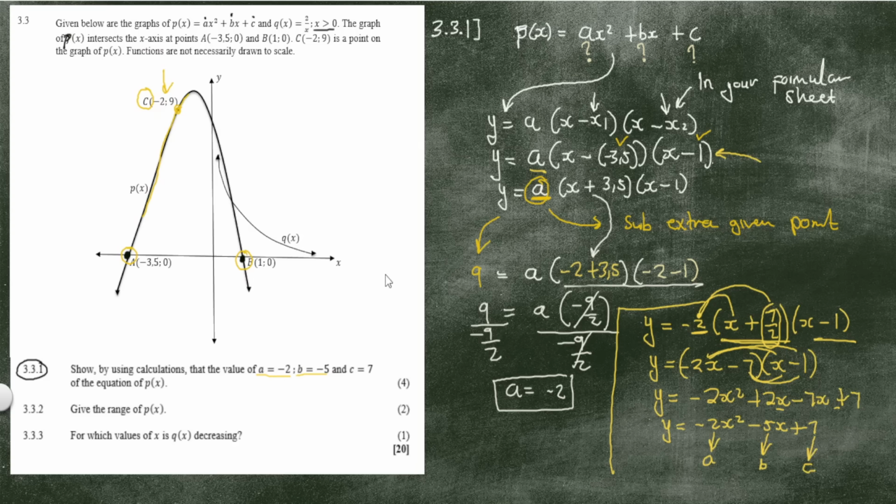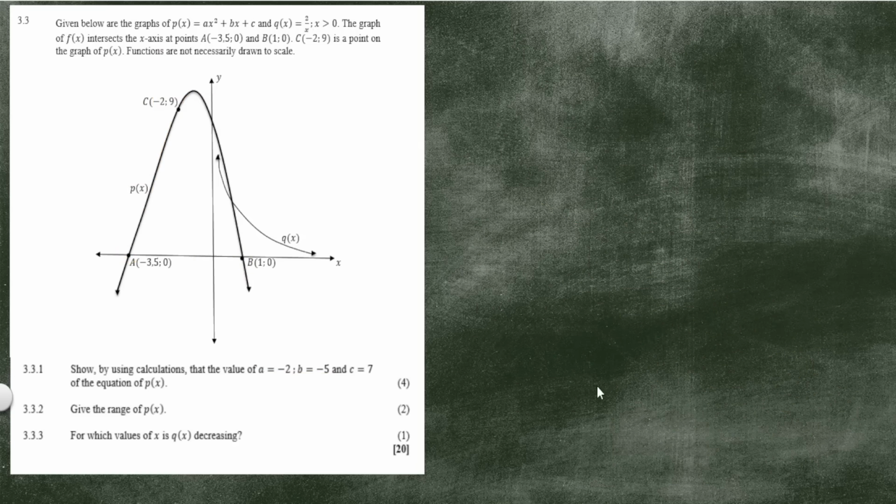So this gives us our answer. Now they want the range for p, which is the parabola. For the range, you look at the y values that are possible for this function. It starts from the turning point and goes all the way down to negative infinity.